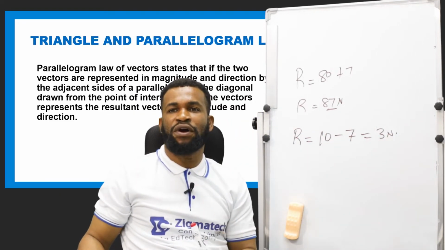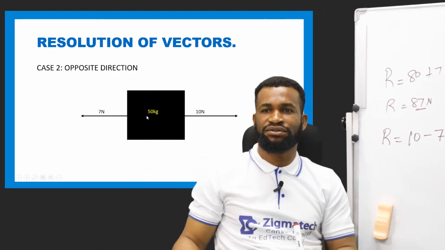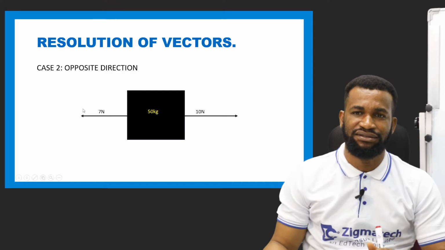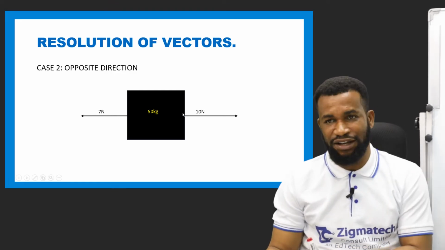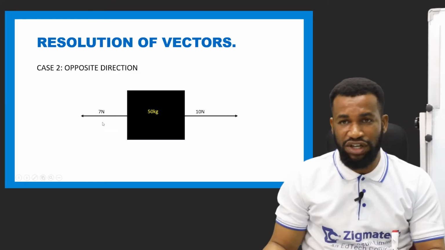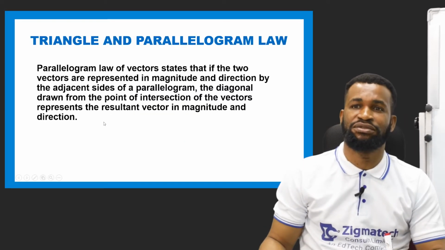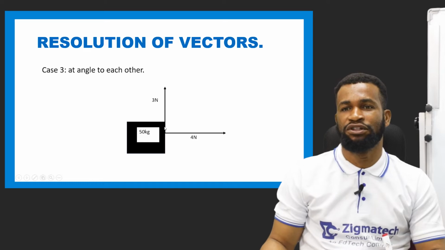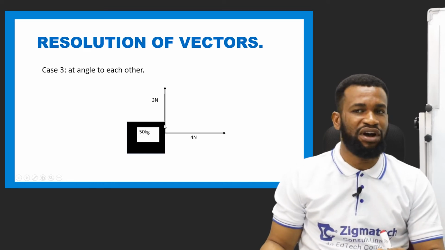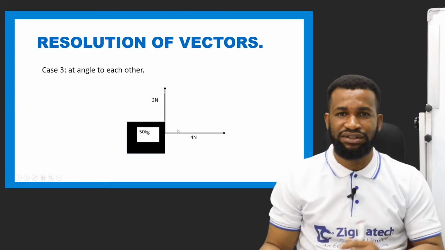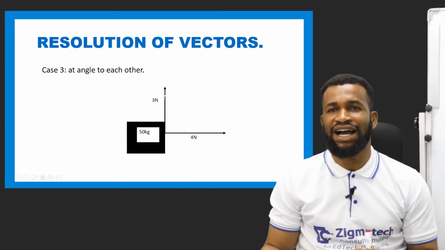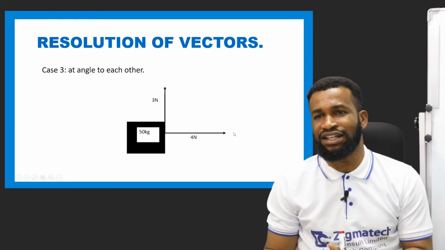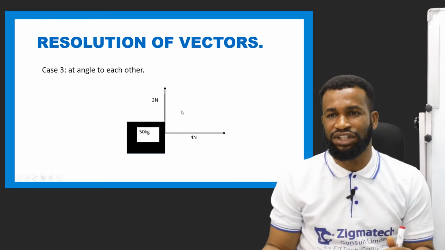Now, before we talk about what happens when they are not applied in the same or opposite direction, we have a situation. Let me show you something that happens here. Look at this. You see this? Two forces, they are not acting in opposite directions. They are not acting in the same direction, but they are acting at an angle to each other. That means this one is applied at an angle of 90 degrees with the other.